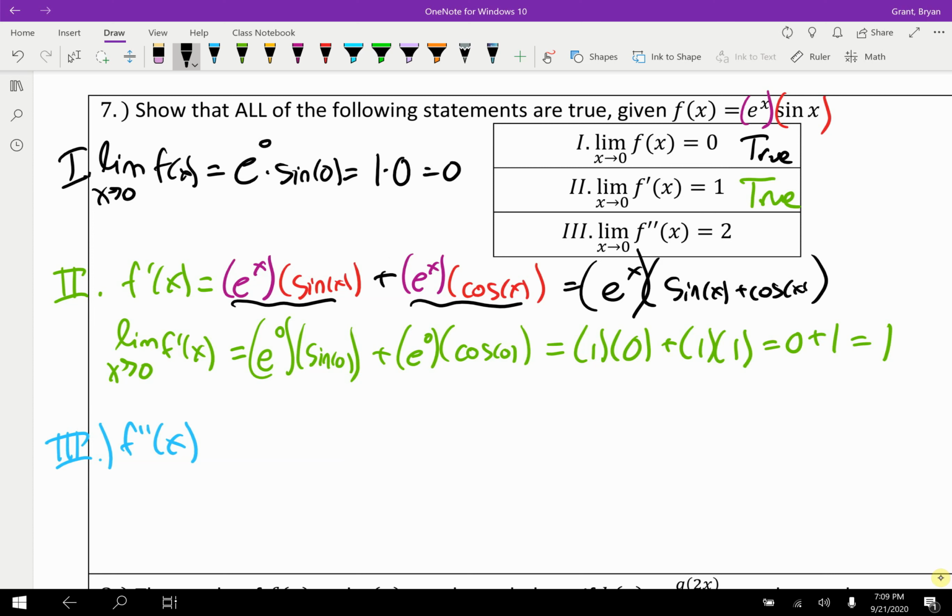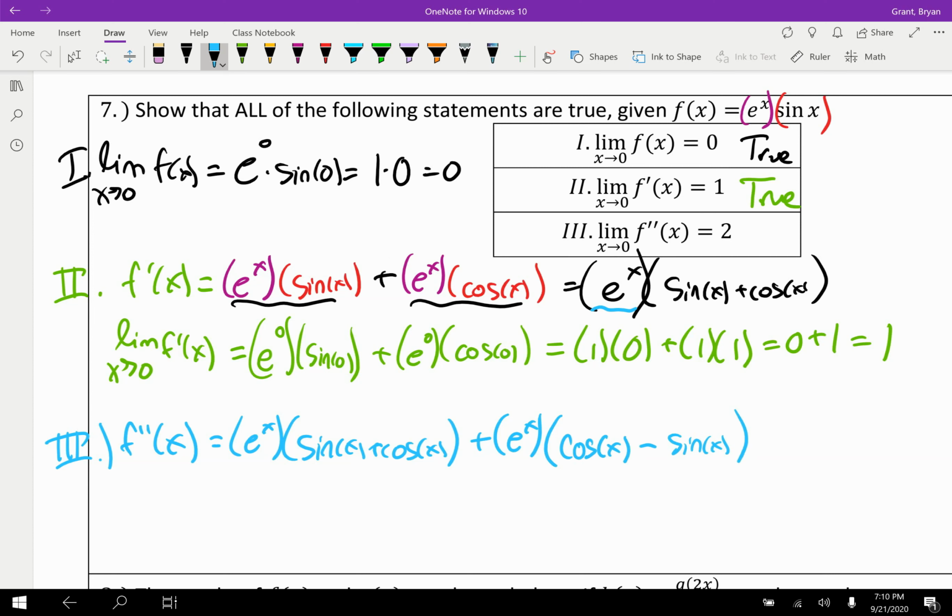There are still two functions here. E to the x is multiplying times sine of x plus cosine of x, but I think our life is going to be a little easier. So let's take a peek. Derivative of the first function, product rule, is e to the x. We keep the second function the same, sine of x plus cosine of x. Okay, then we add because we're doing the product rule, and we do the derivative of the second function. Derivative of sine is cosine, and derivative of cosine is negative sine of x.